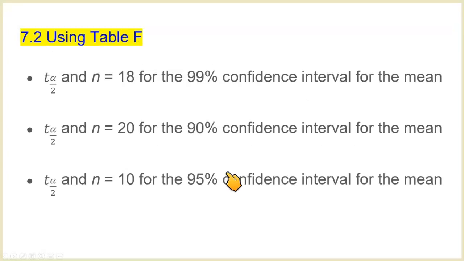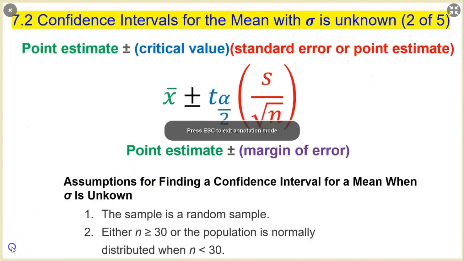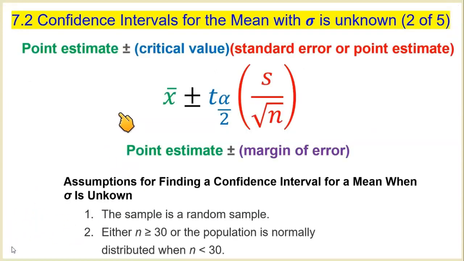Now, what I want to do is go over how to find a t-score value, which is very similar to the z-score that we talked about previously. And the purpose of this value is so that we can look at the new formula that we have, which you'll see is very similar to the formula from section 1 of chapter 7.